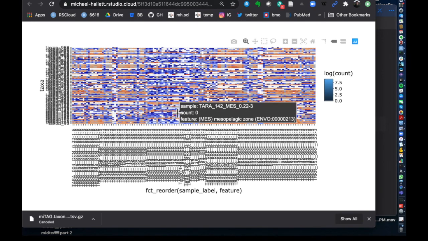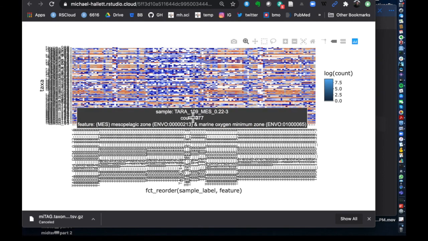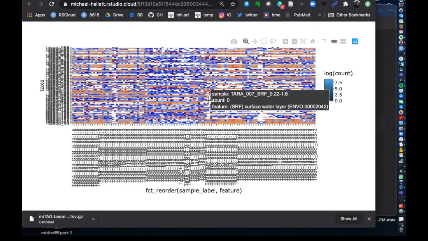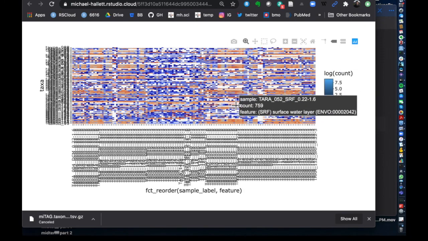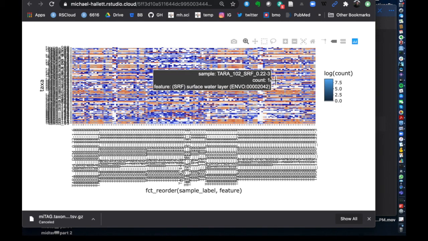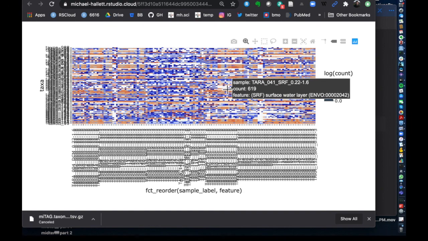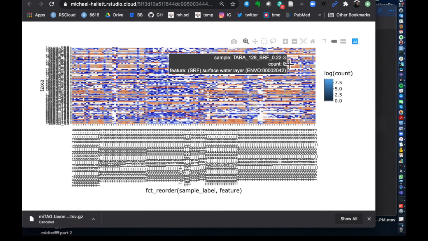That's the mesopelagic, and it switches to the separate one, which is the mesopelagic and marine oxygen minimum. And then it switches into surface water, and the pattern changes, right? And then it's going to change again, okay? And then finally it changes. Oh, these are all surface, actually. All of these guys down here are surface water. And so you can see that the taxa that are picked up actually change depending on whether it's deep water or mesopelagic or surface, right?